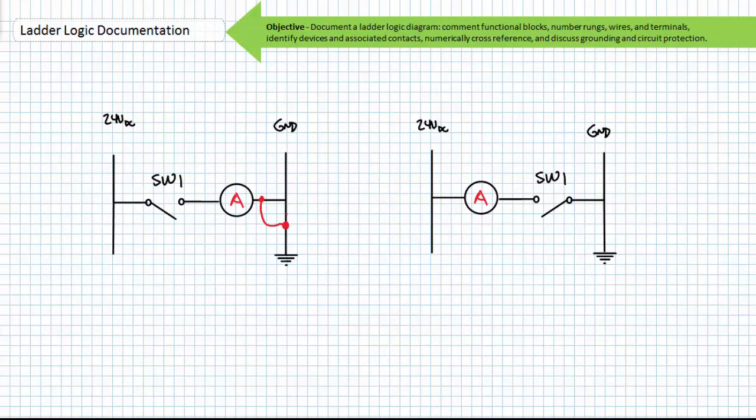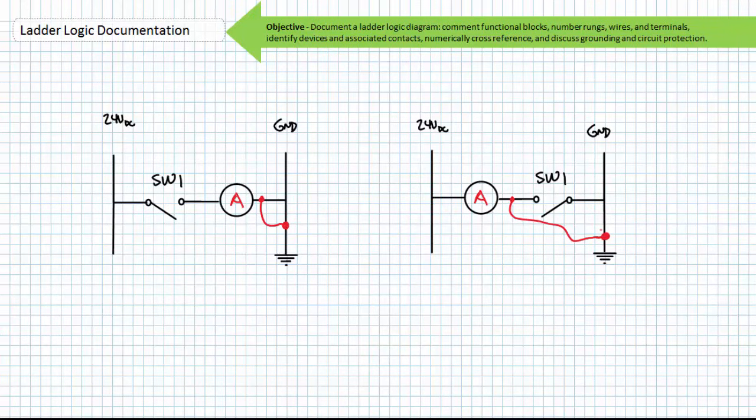Consider an errant connection to ground in the high side switching arrangement. In this case, coil A couldn't care less about this errant connection since its A2 terminal is already at ground via the grounded upright vertical rail. The A coil remains de-energized.